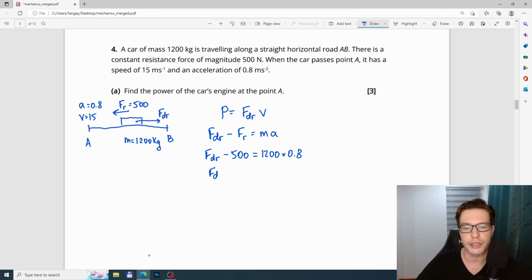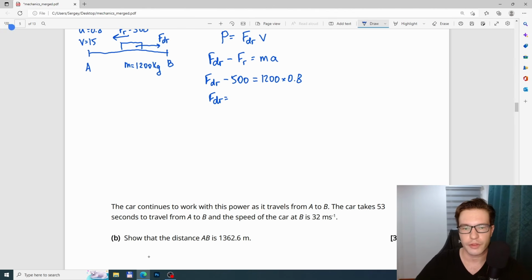So from here, the driving force would be 1,460. And now I will multiply by the velocity. And that equals 21,900 watts.